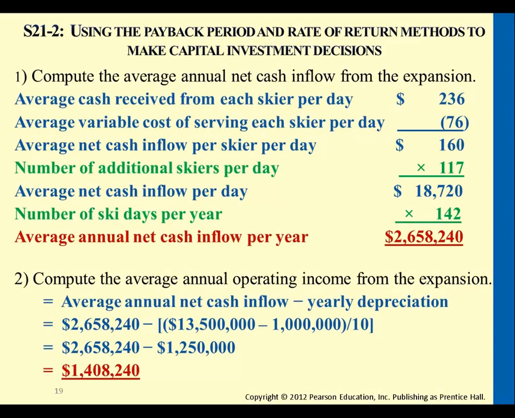You got it, right? So here's the catch. Here is the catch. I'm not going to do that. That's just mean. All right, so the difference between the two, we're calculating here annual operating income from the expansion, right? But we're using the yearly, per year average annual net cash inflow and the yearly depreciation.